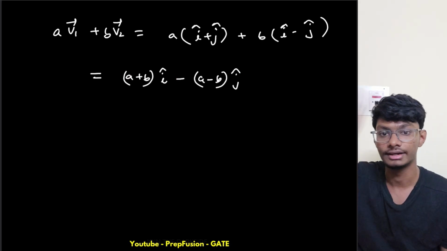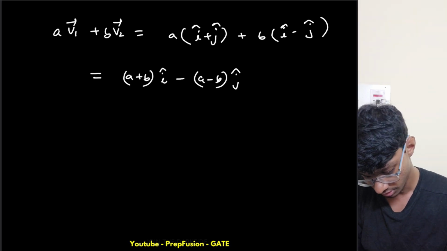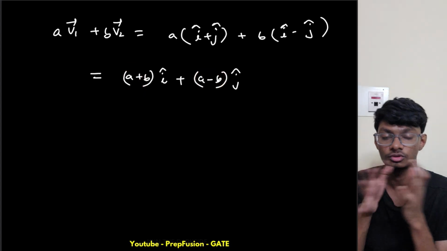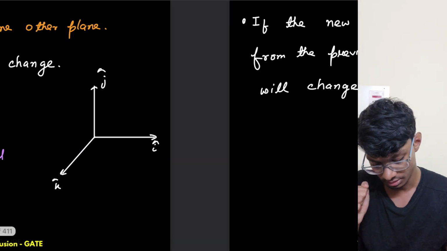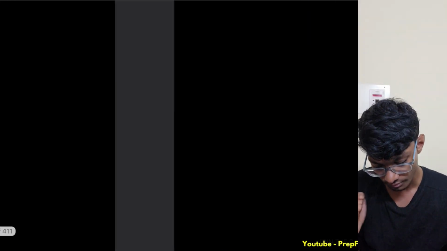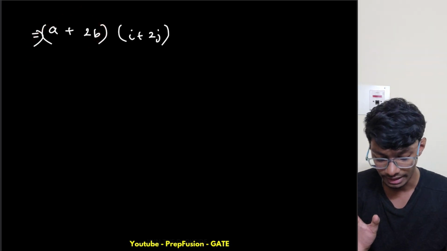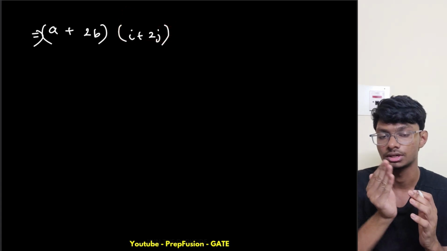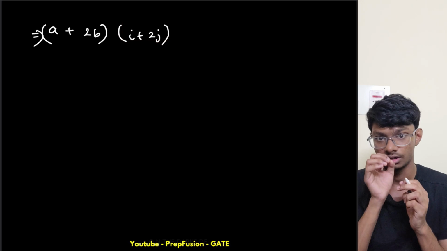So I can cover the entire 2D plane with respect to the combination of a plus b and a minus b. But in this case, with the combination of a and b, I can only scale this i plus 2j. This is constant. It is not changing. But there, i and j both were changing. Here i and j are not changing.